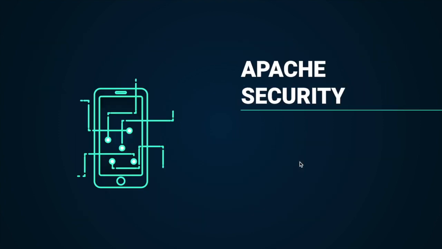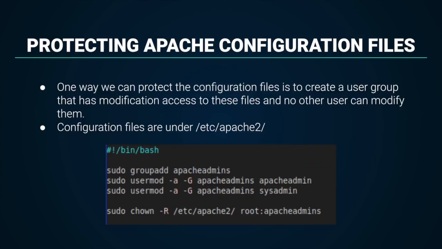So after this, we set the Apache security. First, for the Apache security, protecting Apache configuration files. One way we can protect these configuration files is to create a user group that has modification access to these files, and no other user can modify them. So the configuration files are under /etc/apache2/. So we add a new group, which will be called the Apache admins, and we add the Apache admin to the group and also sysadmins, and we change the ownership.